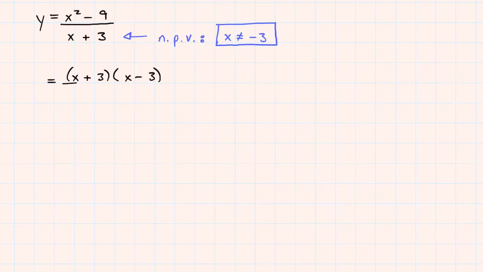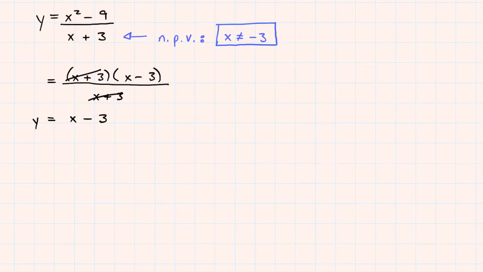So it factors as (x plus 3)(x minus 3). The x plus 3's will cancel out because they're both binomial factors and they're exactly the same. And so we're left with y equals x minus 3. So we need to see what that non-permissible value does. When we graph this, we don't graph it from the simplified version. You always graph it from the original.